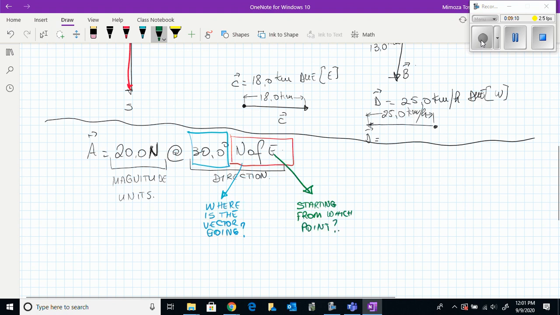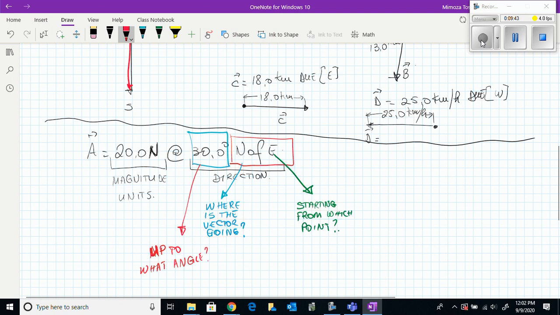So now we have a vector that is going north, and it's starting from east. And the value here tells us up to what angle. So what is the angle that is going? Starting from east, going up to the angle.